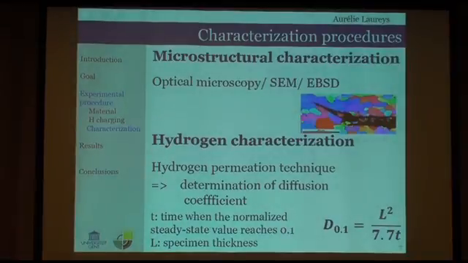On the obtained samples, we did a surface analysis with optical microscopy, and then we cut the samples and made a cross-section analysis by SEM and EBSD. Additionally, we performed some hydrogen permeation tests in order to measure the diffusion coefficient for the different materials.